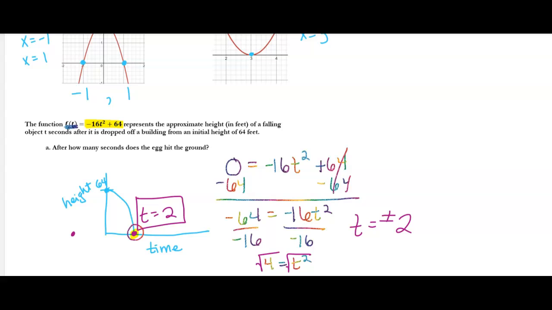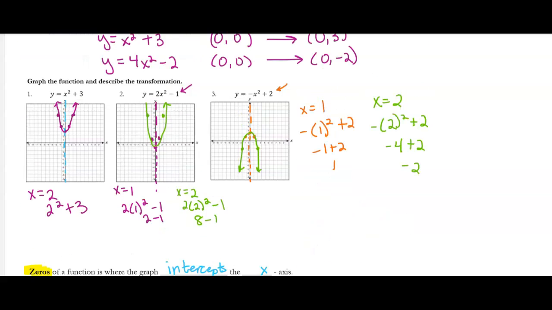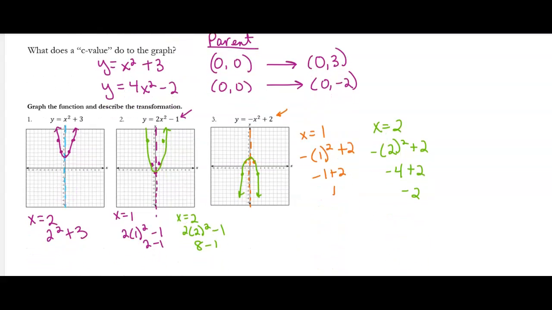Okay. So we've done a couple different things here. The second thing we were working on is identifying zeros, and the zeros are where it crosses the x-axis. And then over here, we practiced transformations with the change in c. And remember, when you change c, it's called a constant, and all that does is move up and down.